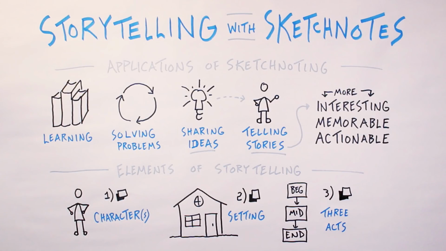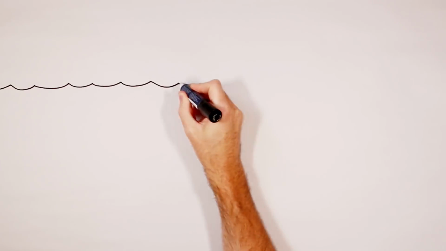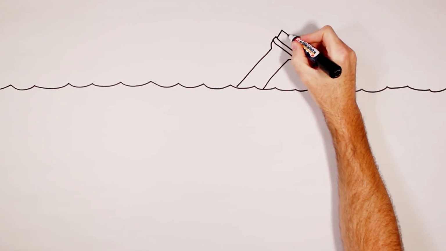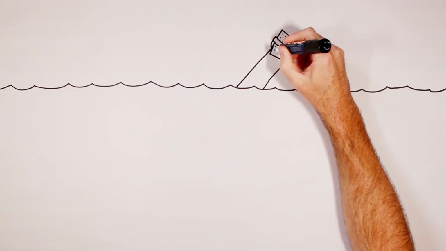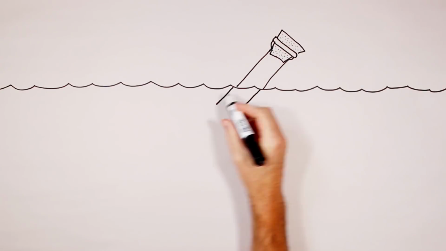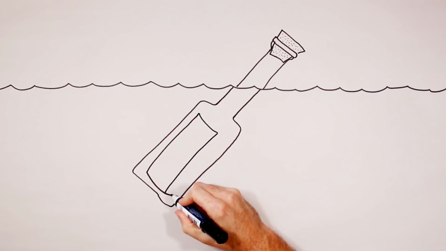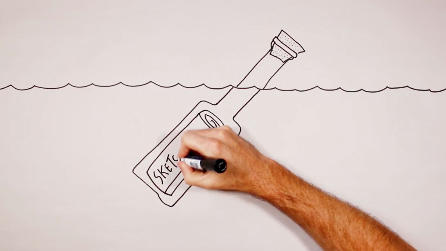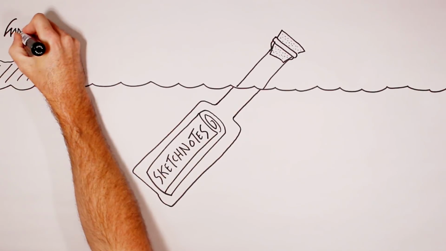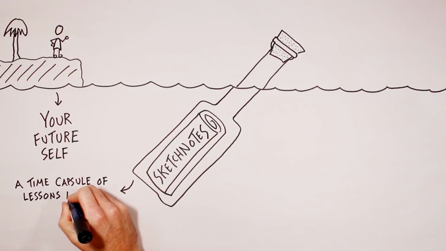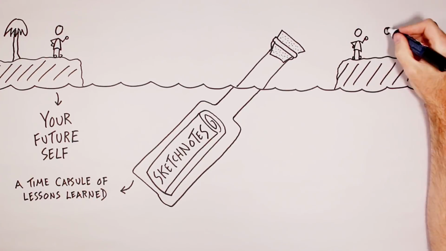Let's take a look at some examples to get a better feel for how you might incorporate these elements into your sketchnotes. Let's start with the most recent video that I uploaded, which explored how sketchnotes are like a message in a bottle. In that case, the setting is made clear first, with this analogy of sketchnotes rolled up and corked inside a bottle that's tossed out into the sea. From there, we start to see the characters. You, the creator of those sketchnotes, and others who might stumble upon them in the future.